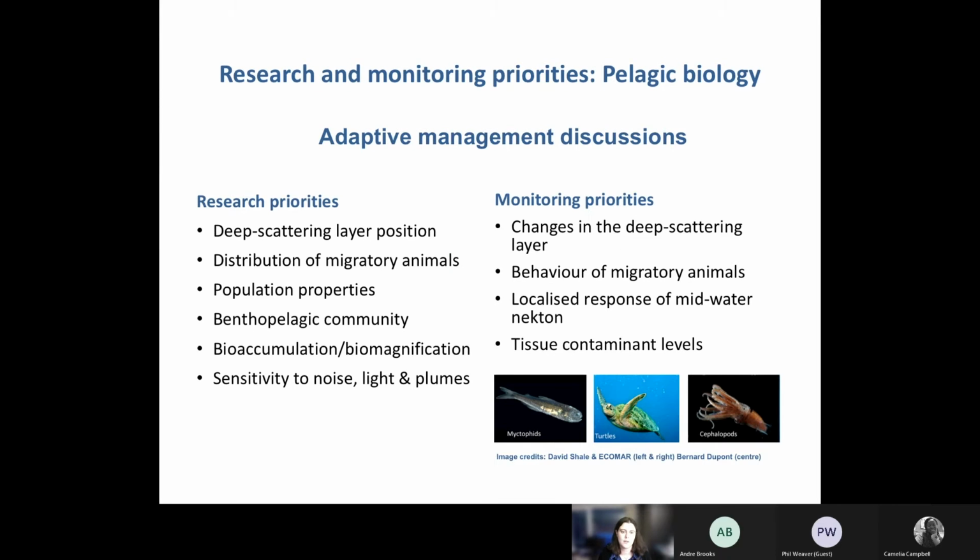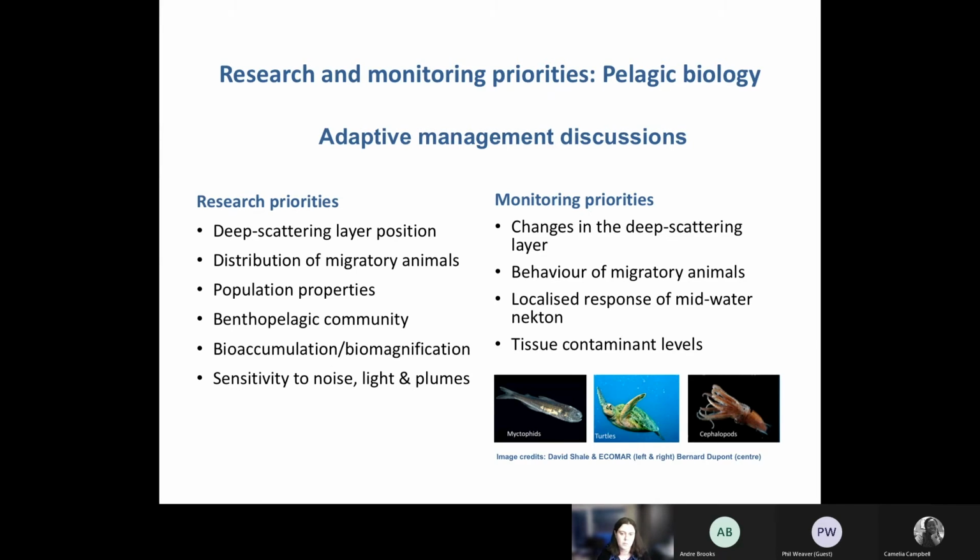During the Evora workshop, there were a number of discussions on different themes. The first one I've got up here is the adaptive management discussions, and this is particularly for the pelagic biology in this slide here. So the group identified a number of research and monitoring priorities. These are included in this slide.